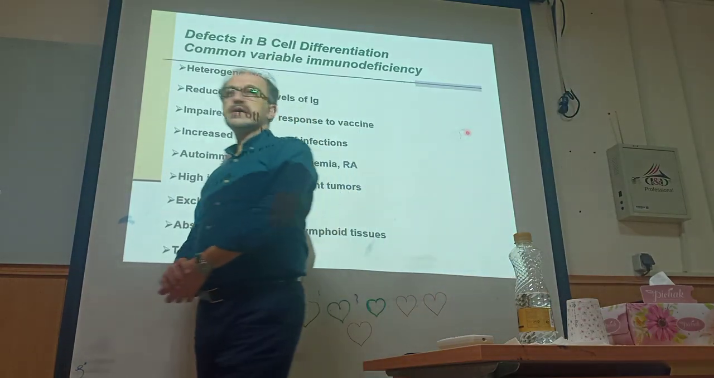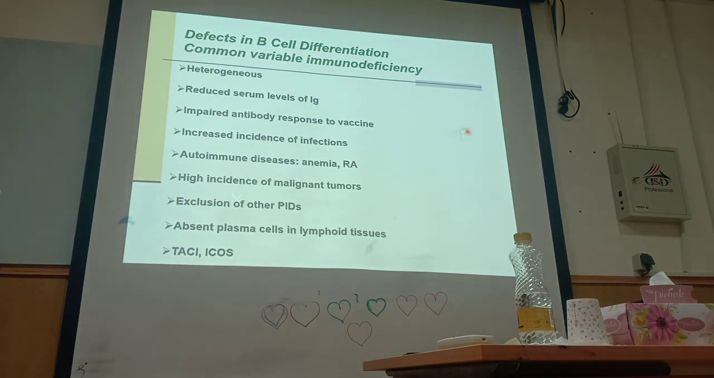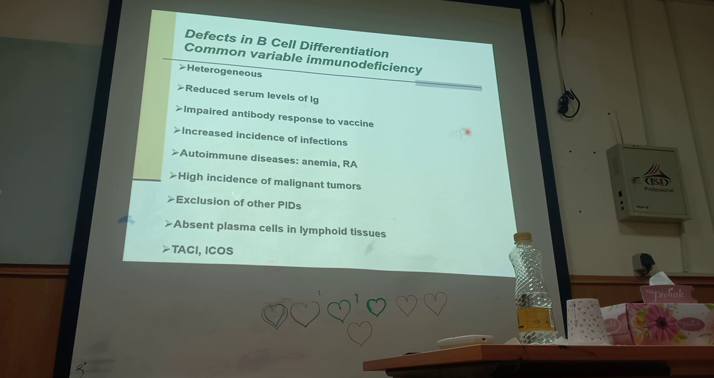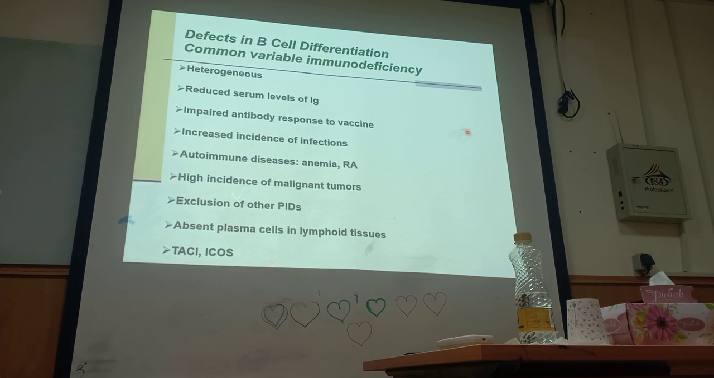Another disorder is common variable immunodeficiency, or CVID. Please do not confuse CVID with SCID. SCID is severe combined immunodeficiency. This is T cell, but CVID is common variable immunodeficiency. This is antibody deficiency. It's about the plasma cell. The difference between XLA and CVID: in XLA, we have no B cells, but in CVID, we have B cells, but they cannot produce antibody. They cannot move to plasma cells, okay?